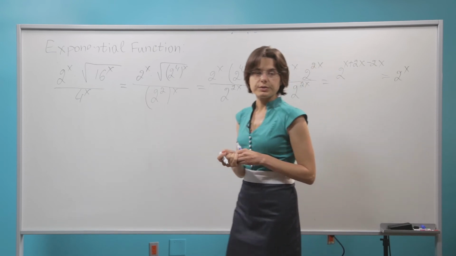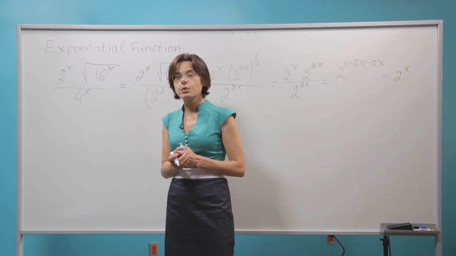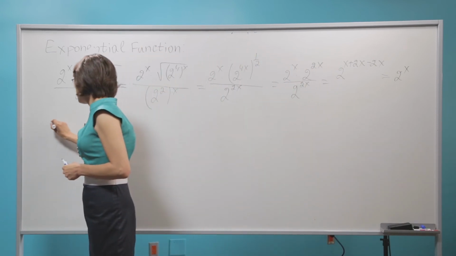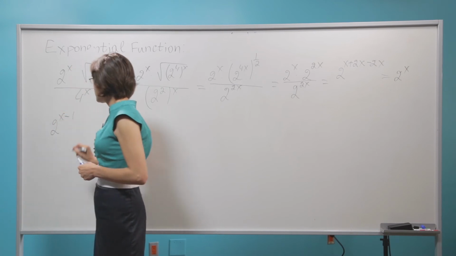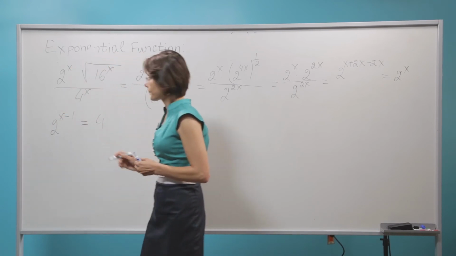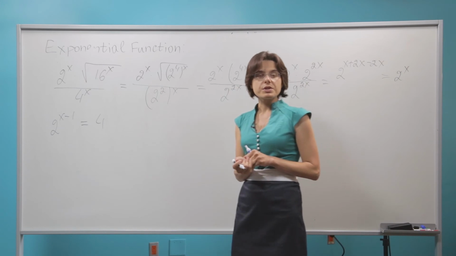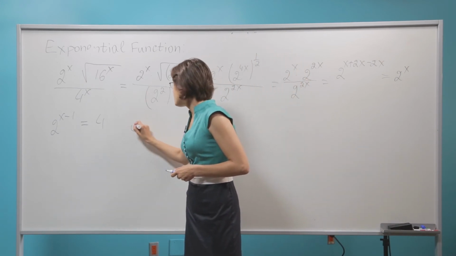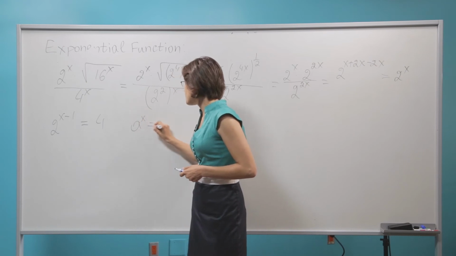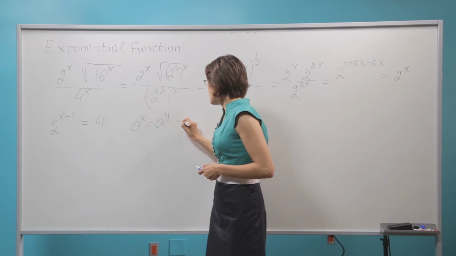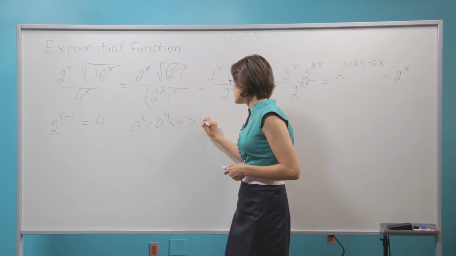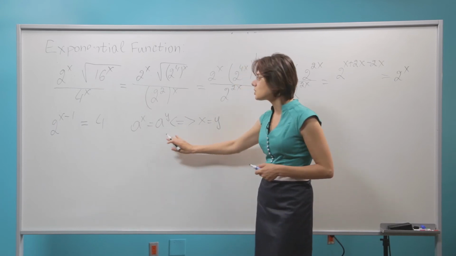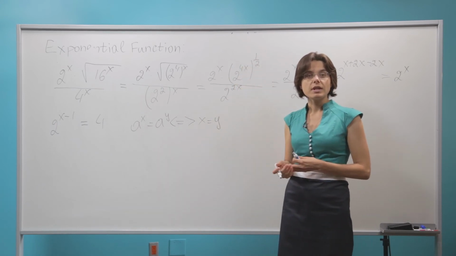Let's do another example. Let us solve the following equation: 2 to the power of x minus 1 is equal to 4. By the property of exponential function, we have that a to the power of x is equal to a to the power of y whenever x is equal to y. And this is the only property we know for the equations.